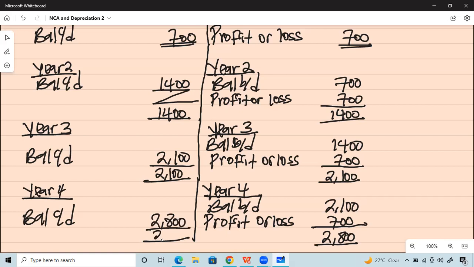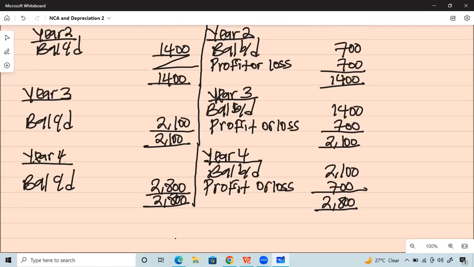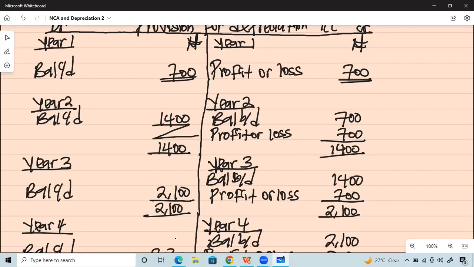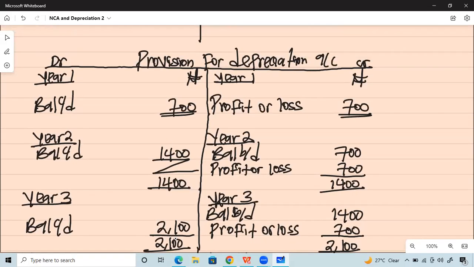We'll close the account to 2,800. So this is how you prepare the provision for depreciation account.